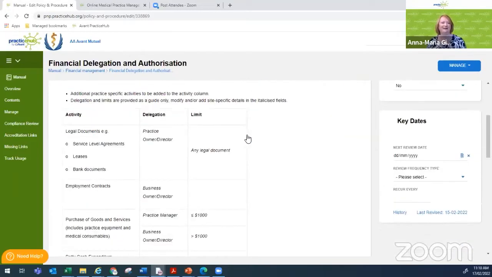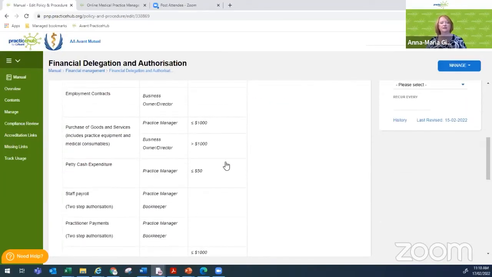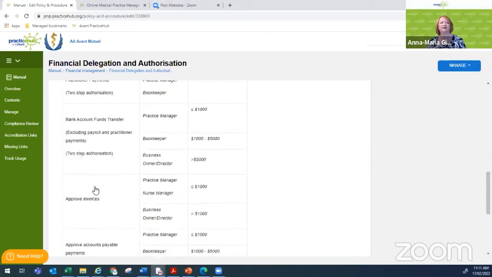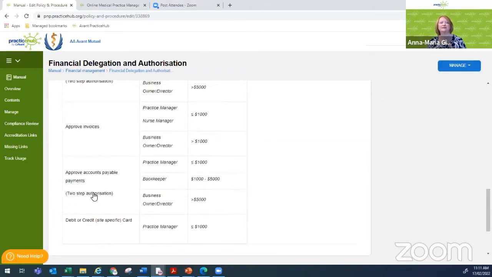Once again, we've got our table here. So what is the activity, delegation, and are there any limits? Just in here, we've included up the top things relating to legal documents, practice owner and director. But moving on to more of the day-to-day activities in your business: purchasing goods and services, using petty cash, payroll, practitioner payments, funds transfer, approving invoices, etc.